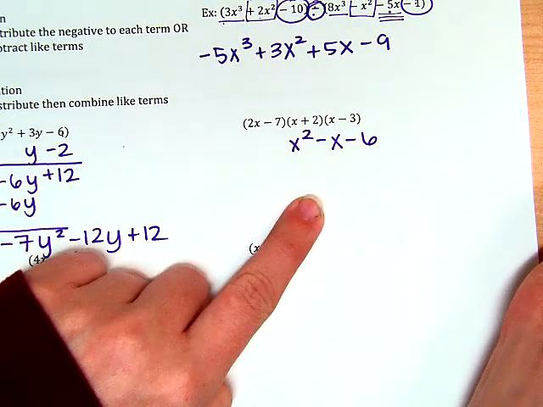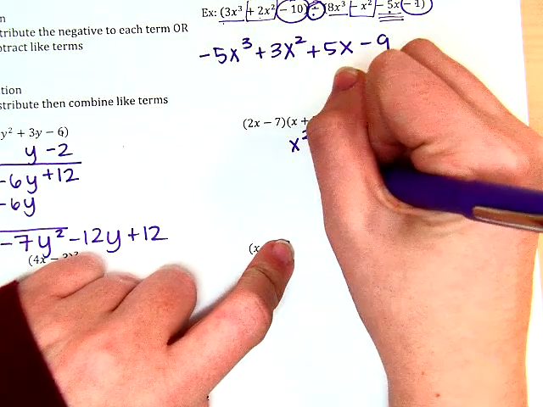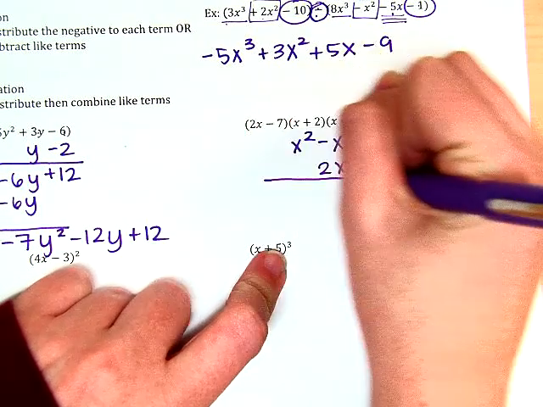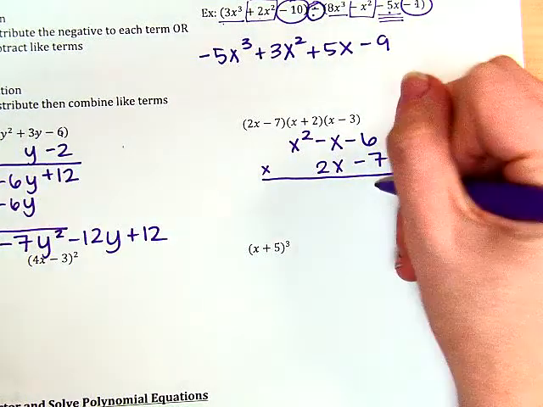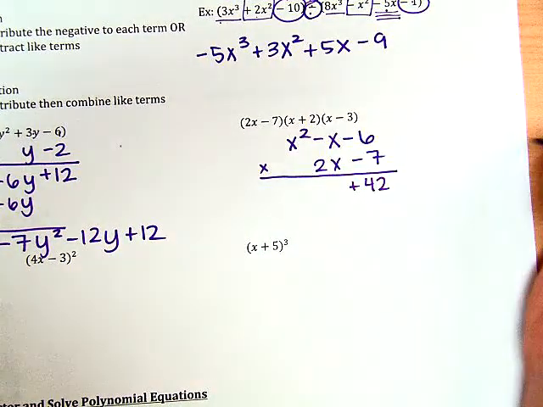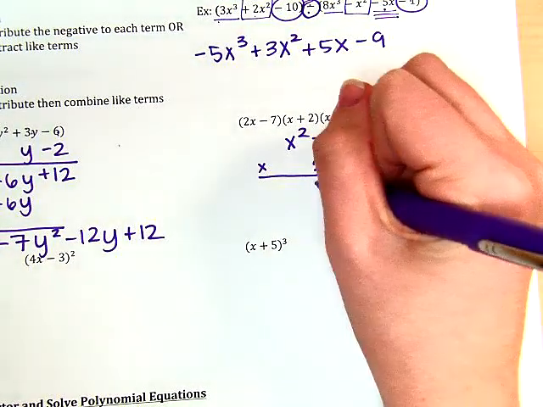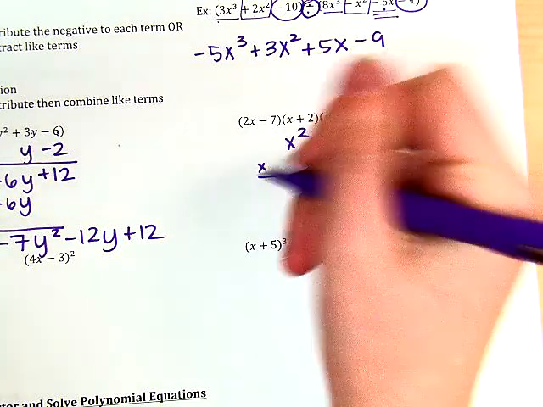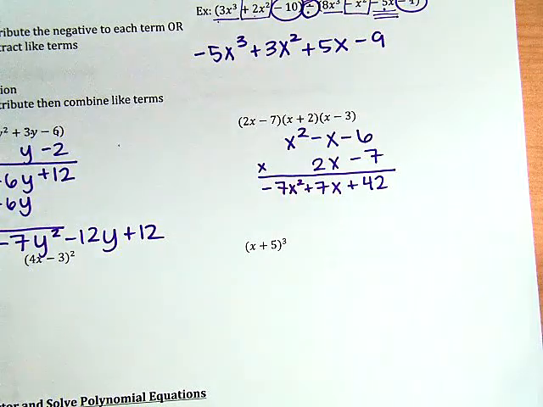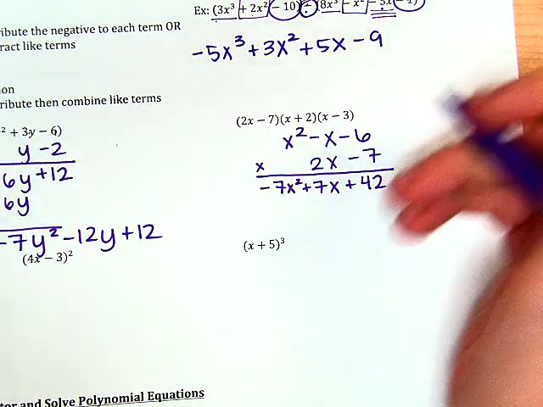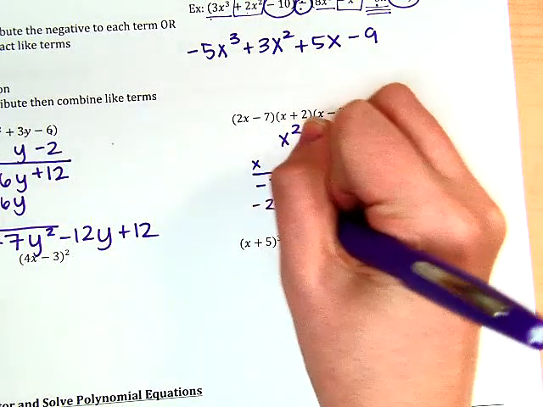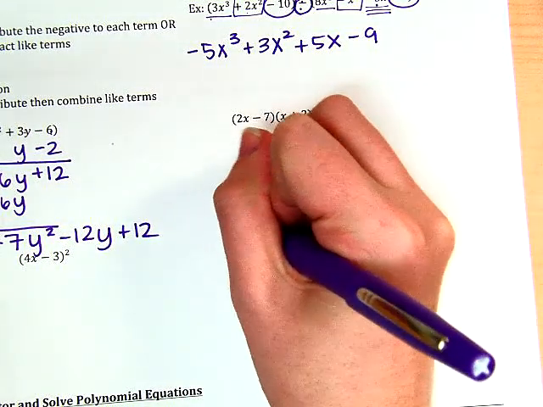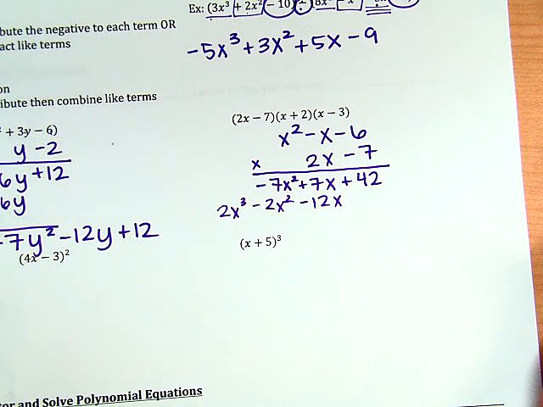Now I'm going to take this one and bring it down here vertically. So 2x minus 7. We're going to do the vertical multiplication again. So negative 6 times negative 7 gives me positive 42. Negative 7 times negative x gives me plus 7x. Negative 7x squared. Then I keep going. I do the 2 times that, negative 12x, negative 2x squared, and 2x cubed.